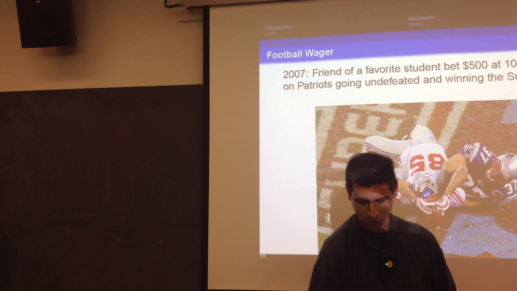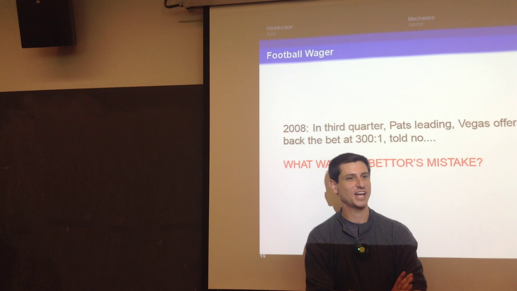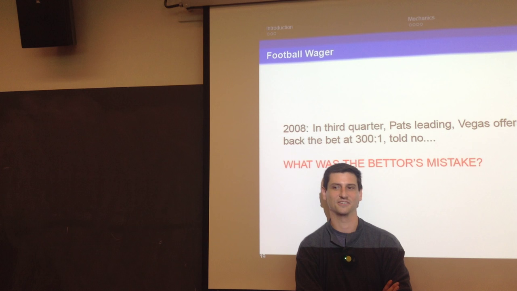This is where it gets a little bit interesting. In the third quarter, Las Vegas calls him up. Not surprisingly, they have his phone number. Vegas is a little bit worried because the Patriots are leading. And they offer to buy back the bet at 300-1 odds. And the friend of the friend says, hell no, go Pats! So what was his mistake?